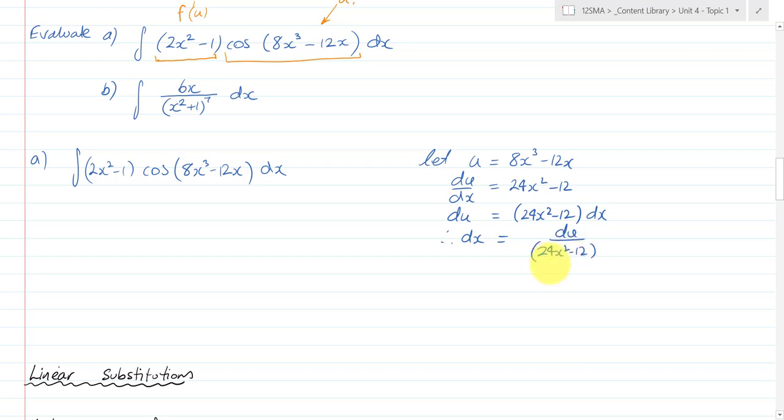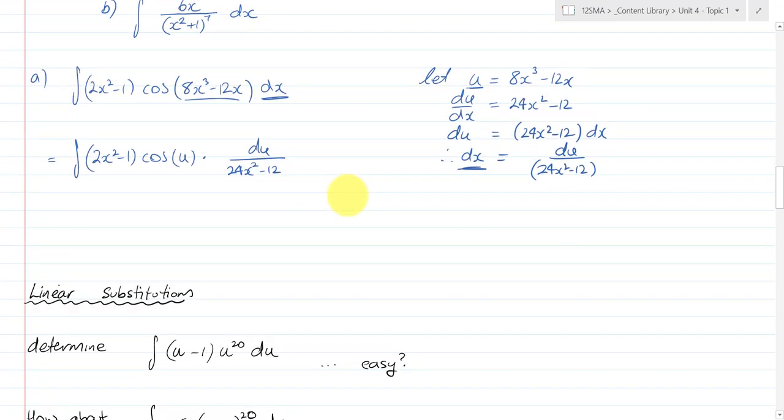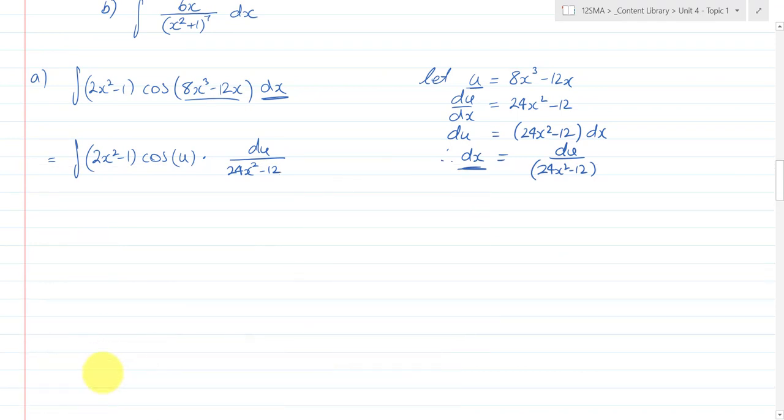So there's my rearrangement and calculation there. I've got a dx and I've got a dx. I'm going to do that, taking it out, but also I've got a u, and I've got what u is equal to. So this is now equal to the integral of (2x² − 1) cos u times du over (24x² − 12). And so of course, this will be equal to the integral of (2x² − 1) over (24x² − 12) cos u du.